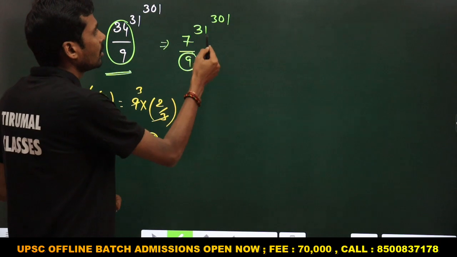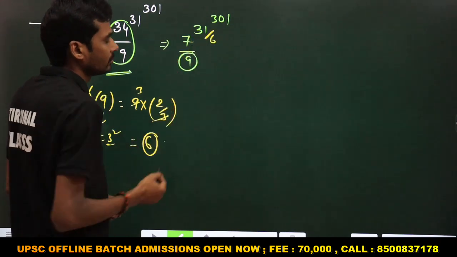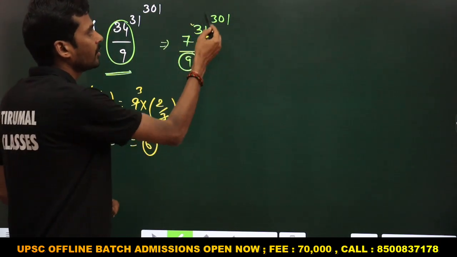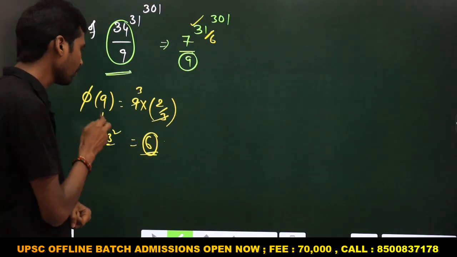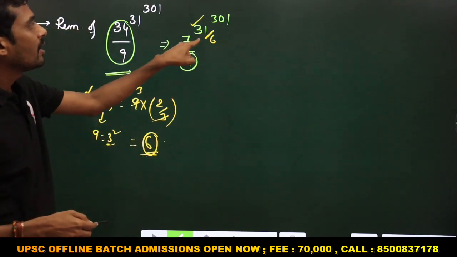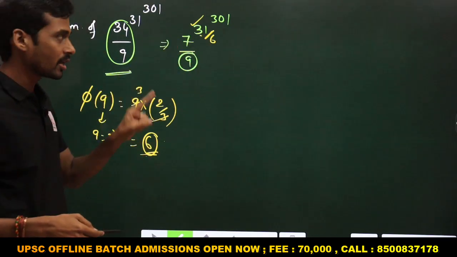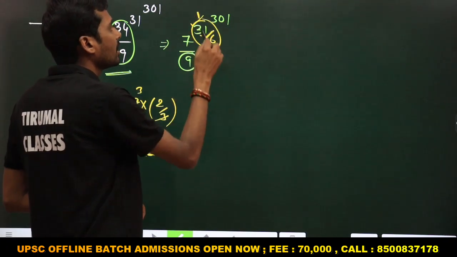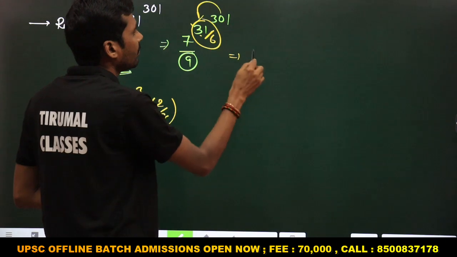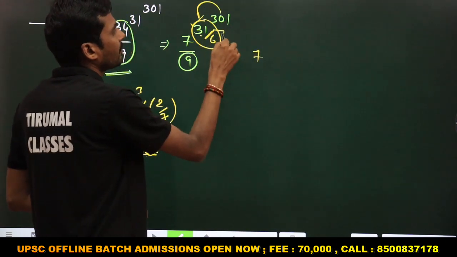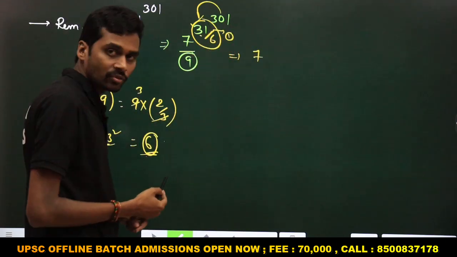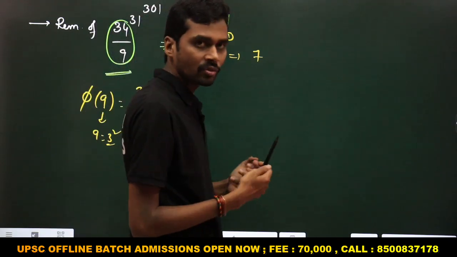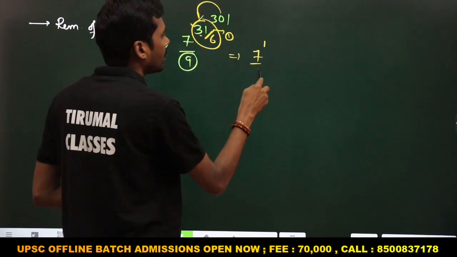Okay. So 3 squared is 9, 3 into 2 is what? 6. So now you divide the power with the Totient. The Totient of 9 is 6. If I divide the first power with 6, what is the remainder I'll get? 1. If I get the remainder 1, I don't have any problem, because 1 to the power of any number is what? See, here I get remainder 1. 1 to the power of 301 is what? 1 only, because 1 power anything is 1.